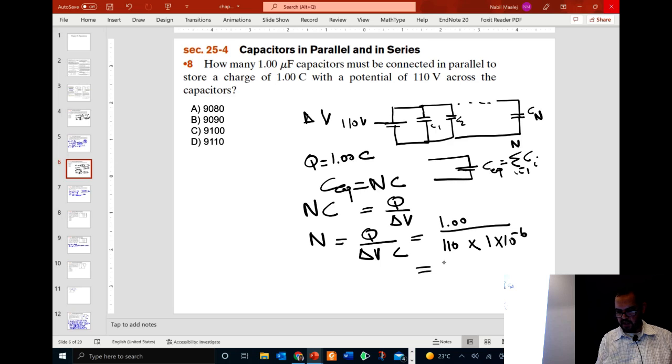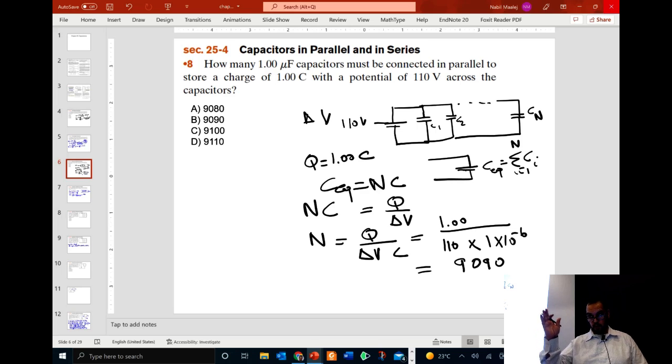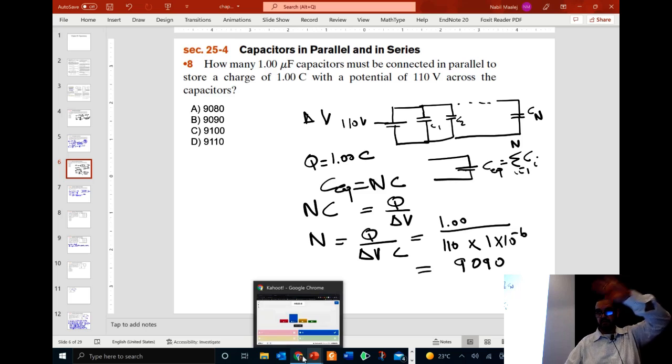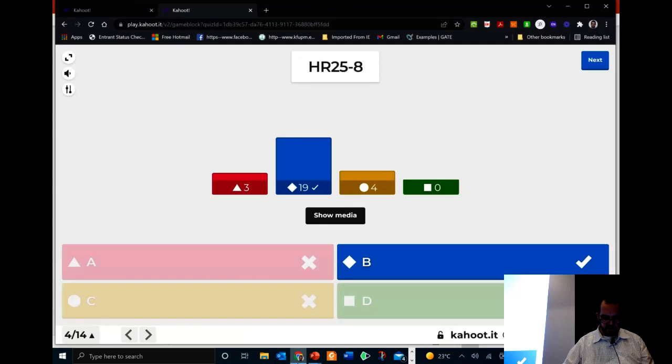Okay, and when we do that, you find this is approximately 9,090 or 91, I think is closer. So you need 9,090 capacitors, each one of them of 1 microfarad capacitor, in order to store a charge of 1 coulomb. Okay, so obviously it's too big or too many capacitors. Next problem. Clear? So this is just equivalent capacitors. Next problem.